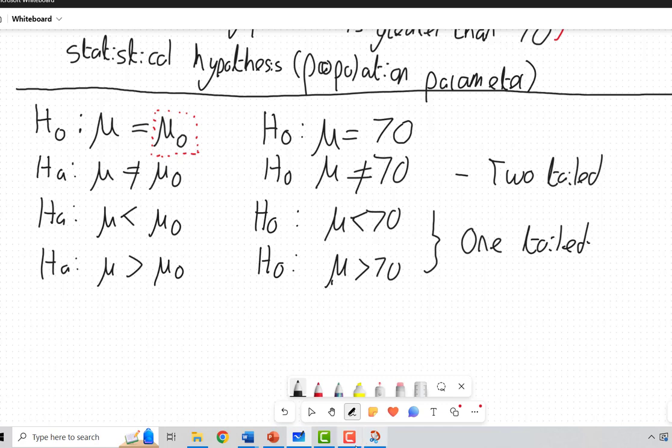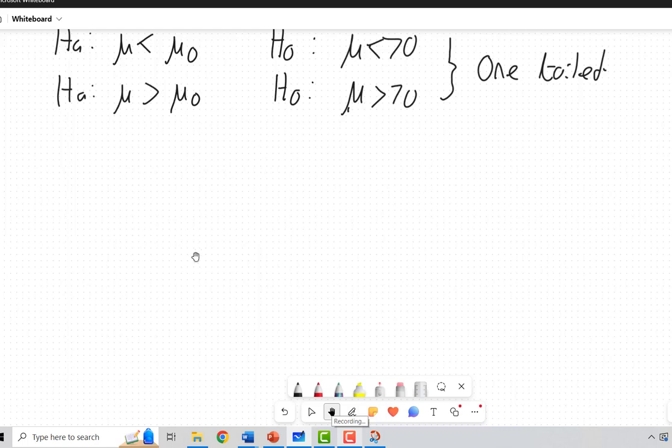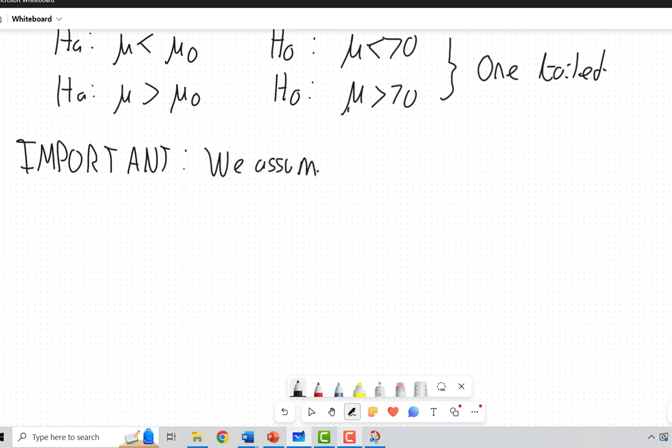Let's go back to our old friend, the sampling distribution. But this time, a key thing with the hypothesis test is, I want to write this down because this is very important. I'll put important in big letters, I'll shout it. We assume H0 is true. So we use the H0 distribution.